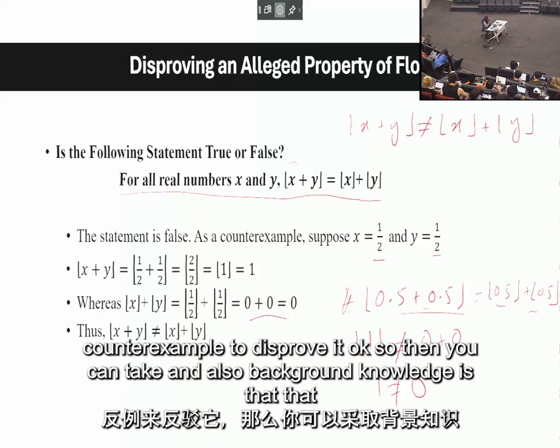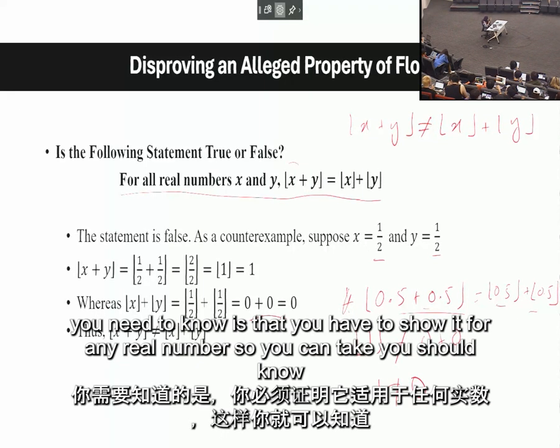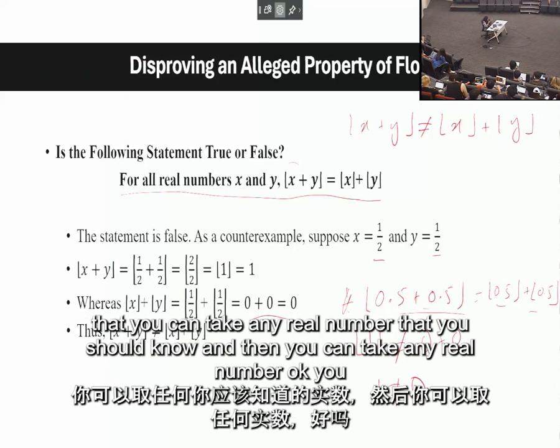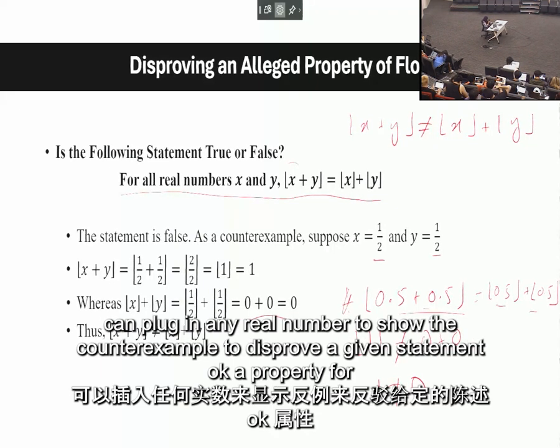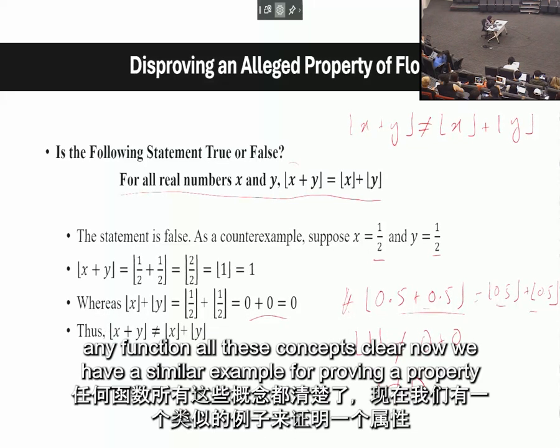Also, the background knowledge that you need to know is that you have to show it for any real number. So you can take any real number and plug it in to show the counterexample to disprove a given statement, a property for any function. Is it clear? All these concepts clear?